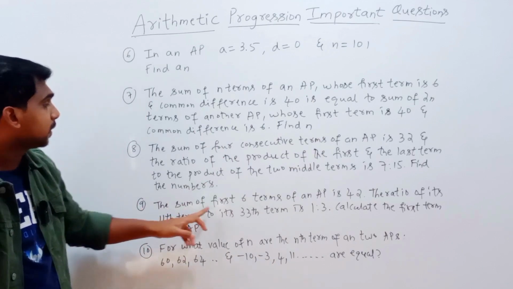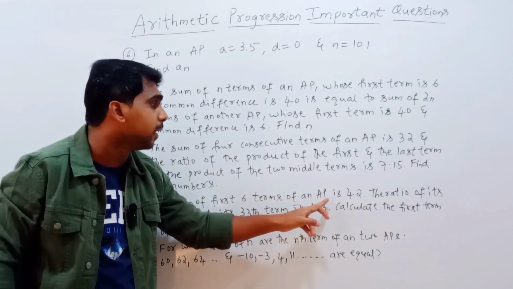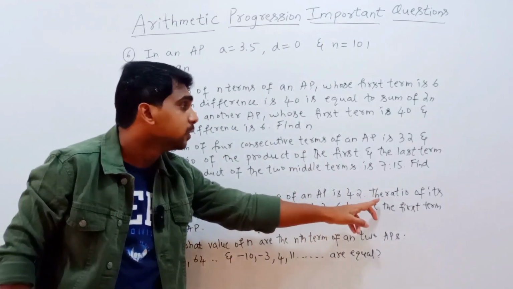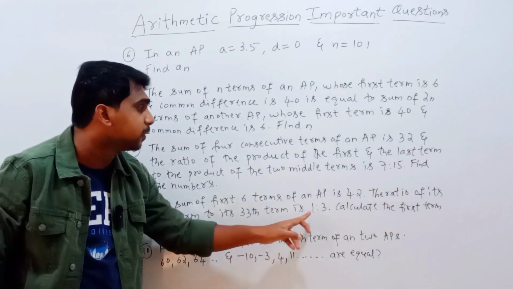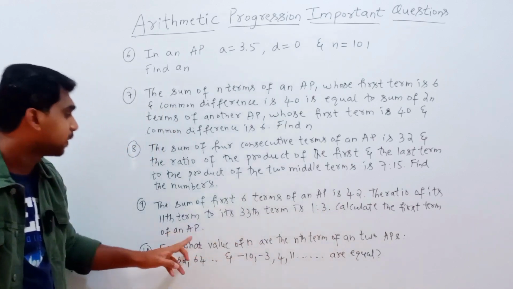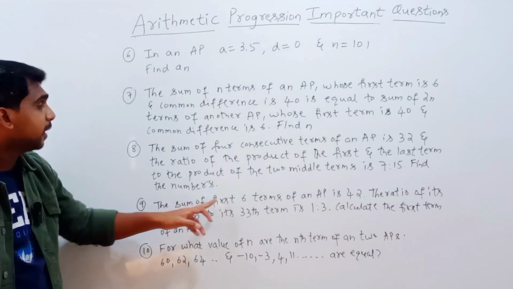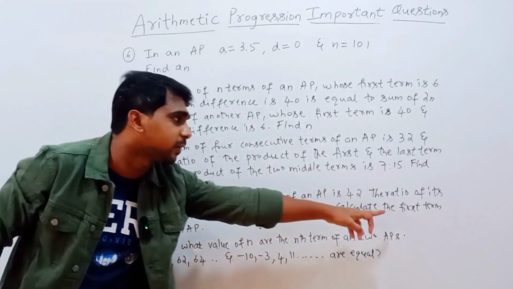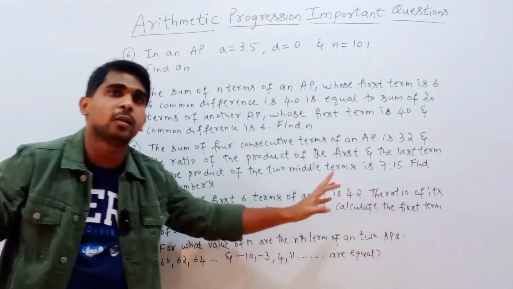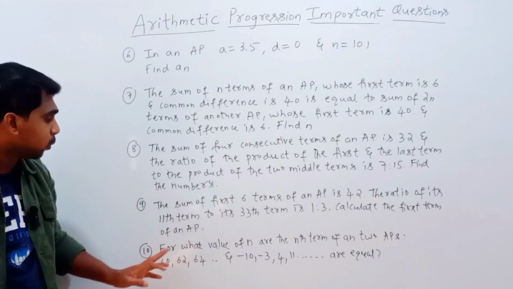9th question. The sum of first 6 terms of an AP is 42. The ratio of its 11th term to its 33rd term is 1:3. Calculate the first term of the AP. Here they have given S6. Okay, we have to find the value of the first term, that means A. We have to find the value of A. This question is asked for 2 marks.